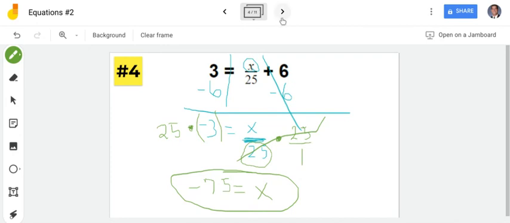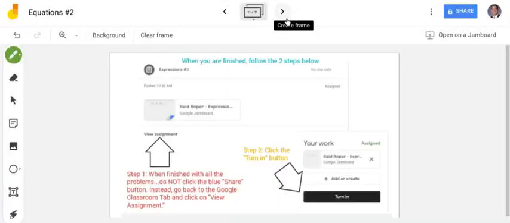You try 5, 6, 7, 8, 9, and 10. Okay, show all your work, circle your final answer, and when you are finished, it tells you here how to turn it in. Okay, so you're going to not click the share button. You're going to go back to Google Classroom, click View Assignment, and click the Turn In button.